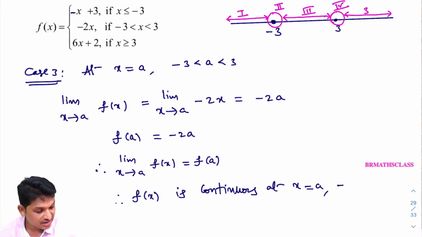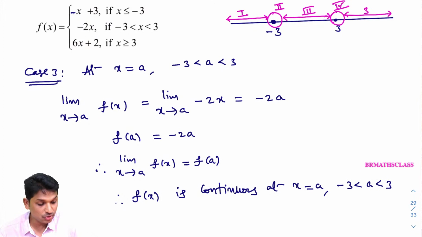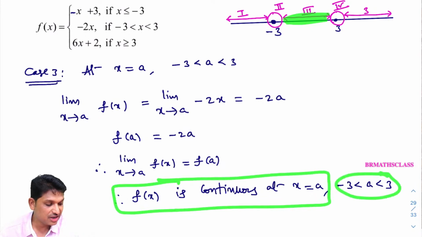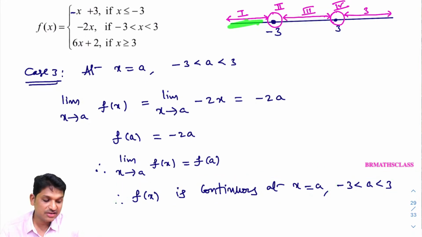What about a here? A value is in between -3 and +3. So I checked the continuity of the function in this zone. I got that it is continuous whenever a value is in this interval. So there is no point of discontinuity in this zone also. In case 1, I checked for any point of discontinuity in that zone. There is no point of discontinuity, it is continuous at every point in this interval, and the function is continuous at this point also, and in this zone also.